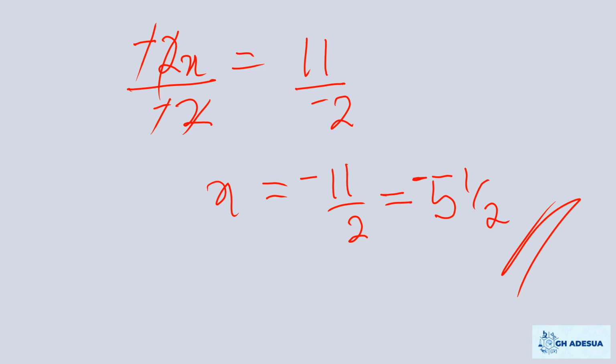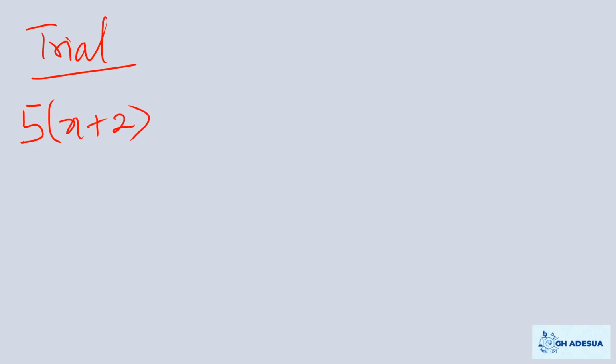So let's do this trial. We have 5 into brackets x plus 2 is equal to 2 into bracket 2 minus 2x. Great. So as usual, kindly pause your video, solve it all alone. Then when you are done, you come and watch the video solution, then compare to your answer. So let's go. Please pause it now.